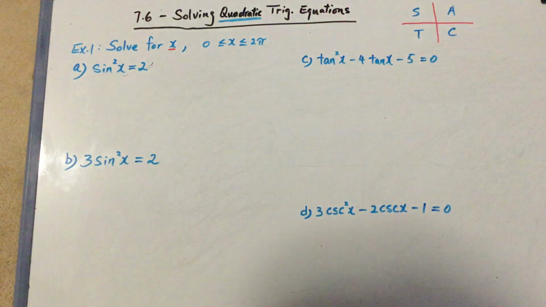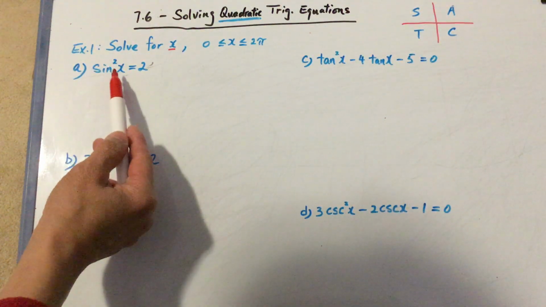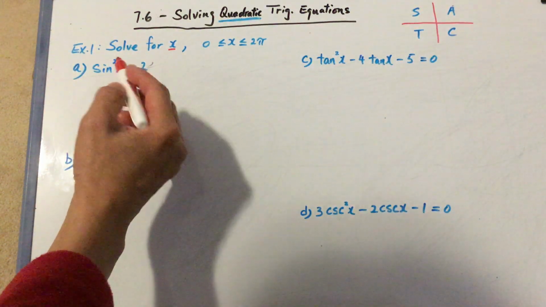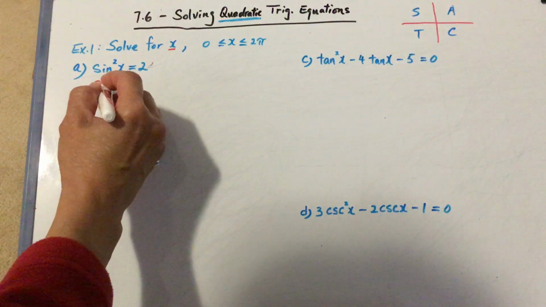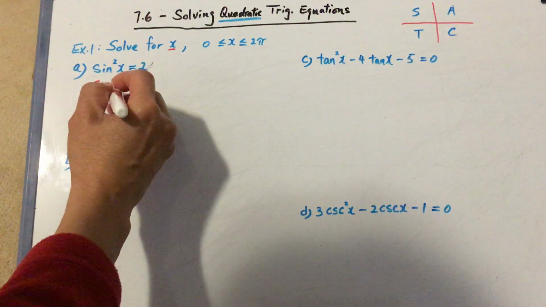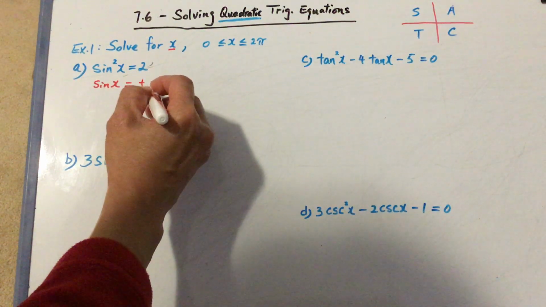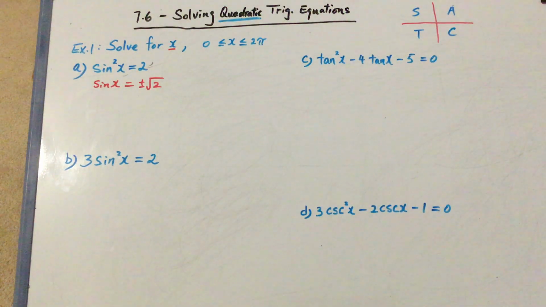So in example number 1a, the sine square x is already by itself. So all we have to do is make sure that we get rid of the power 2. So basically you're going to square root both sides. When you square root both sides, you're getting a plus and a minus root 2.